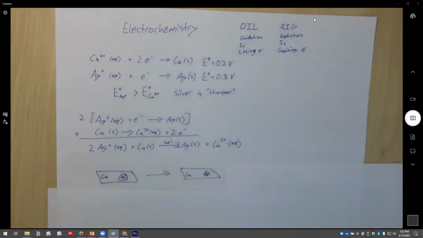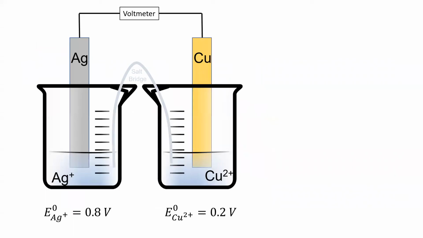Then in the second half of the lab, you'll be using something called a galvanic cell. All right, so here is a diagram of a galvanic cell. In a galvanic cell, you have solid metal, in this case silver, in contact with a solution of silver cations. And on the other side of the galvanic cell, you have solid copper in contact with copper 2+ ions. And here are the 2 reduction potentials for each of these half reactions.